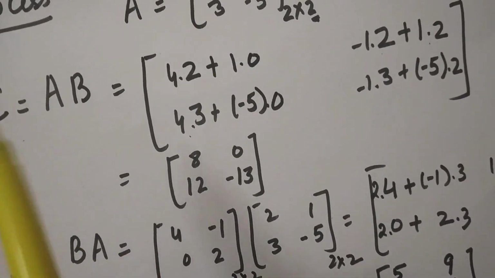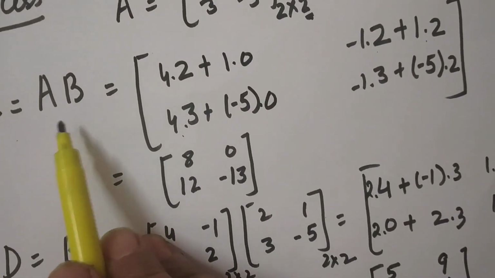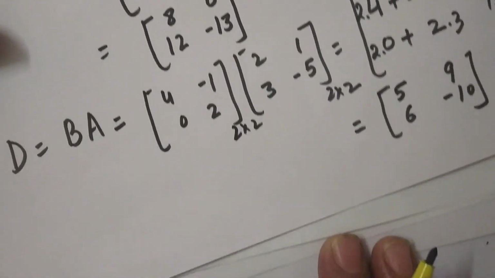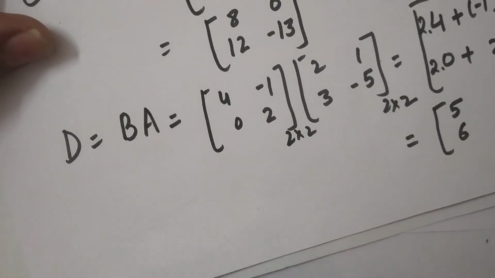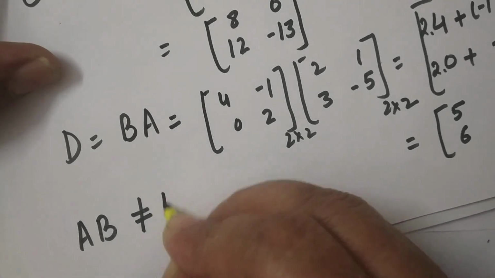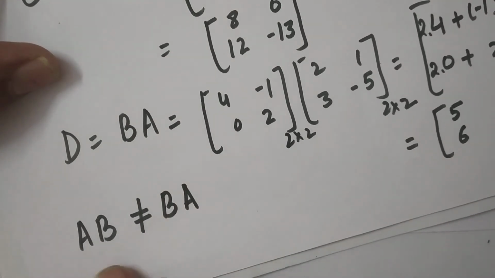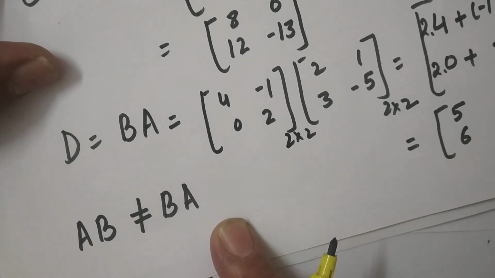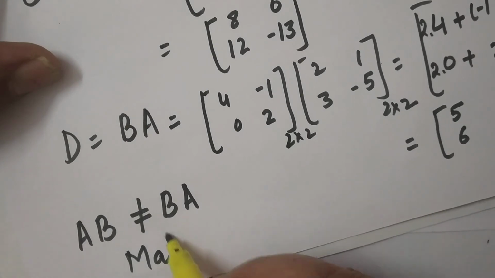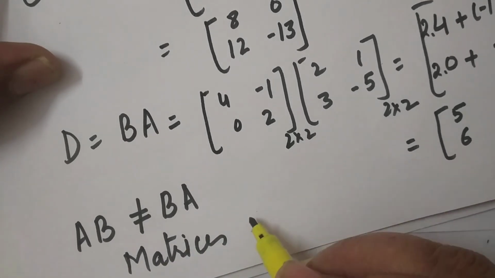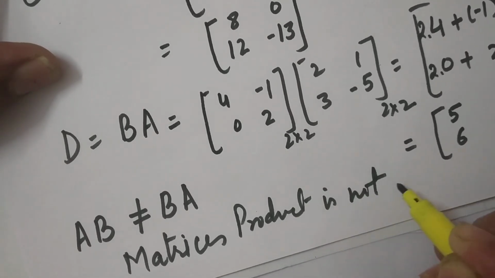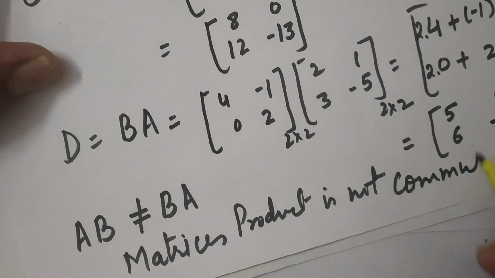Here we can compare the two results: AB is not equal to BA. So we can conclude that for two matrices, the AB product is not equal to the BA product. Hence we can conclude one property, that matrix product is not commutative.